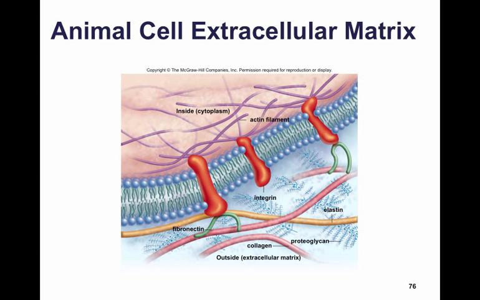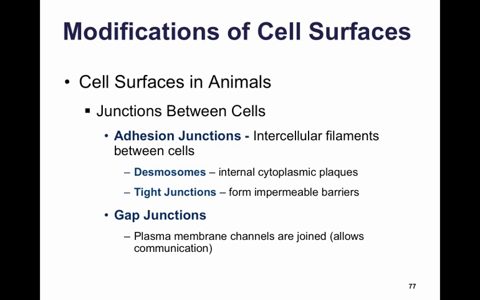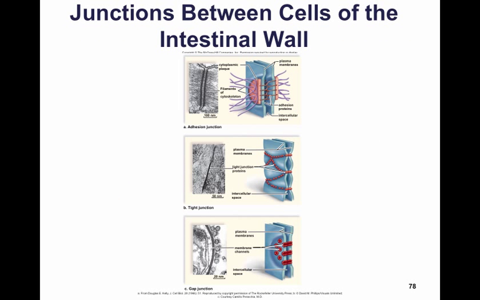Cells are held together in animal cells by a number of different kinds of junctions. Let's look here at the different kinds of junctions. The first one are adhesion junctions. These mechanically attach adjacent cells. In desmosomes, internal cytoplasmic plaques firmly attached to the cytoskeleton within each cell are joined by integral membrane proteins to hold the cells together where tissues stretch, like in the heart, the bladder, and then the stomach.